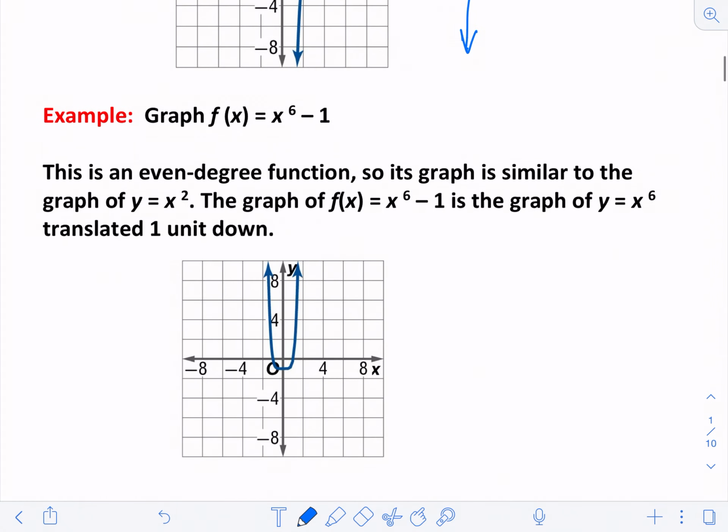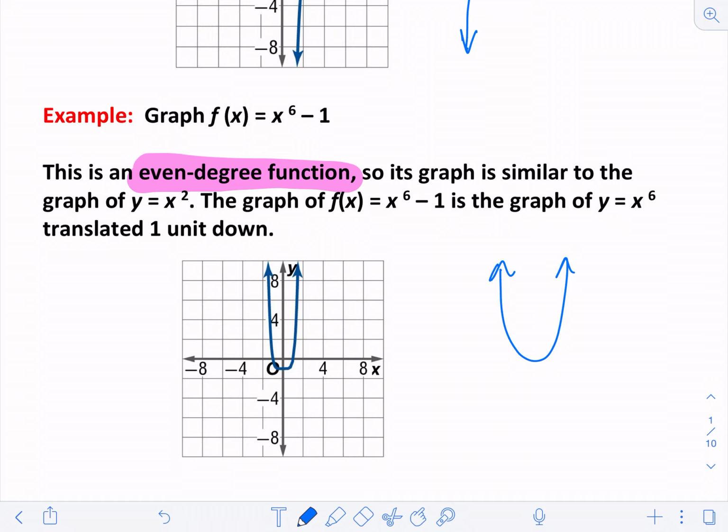The second graph we have, and you have a copy of this in your notes as well, is x to the 6th minus 1. Because this is an even degree function, it's going to be a graph that looks very similar to y equals x squared. It looks kind of like a parabola, and it points upward on both ends. Both ends go up into infinity as we draw this graph.